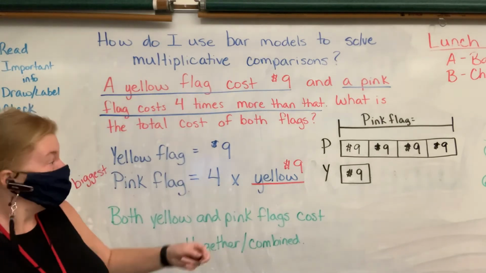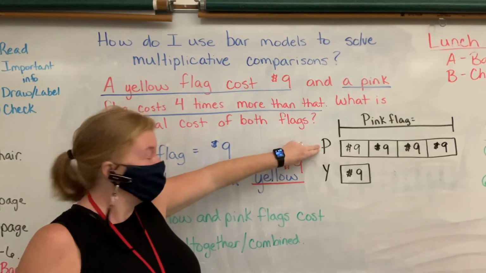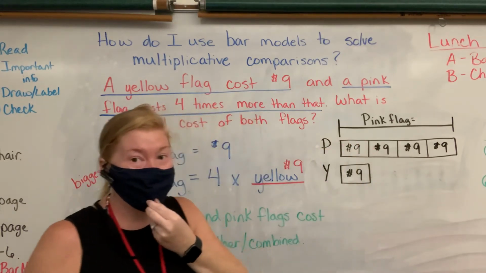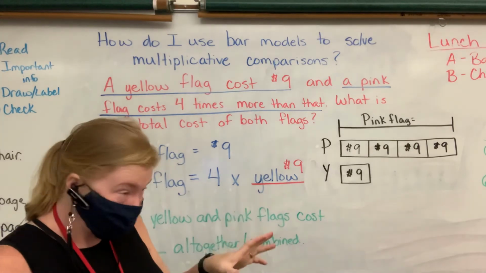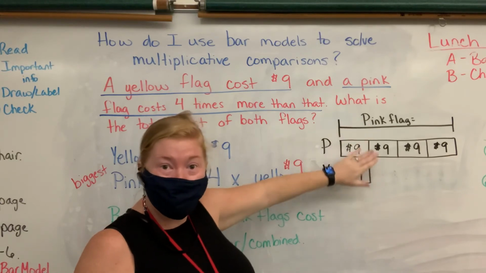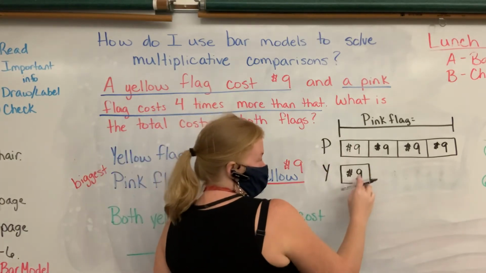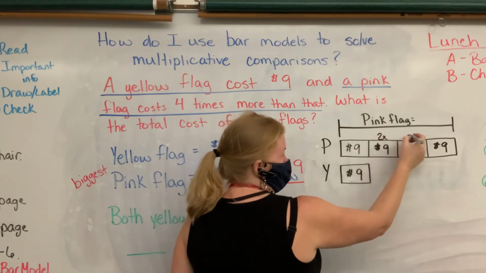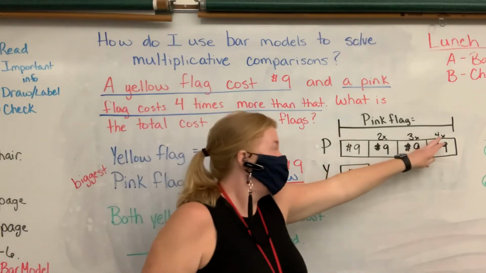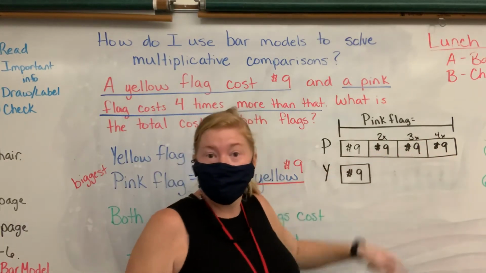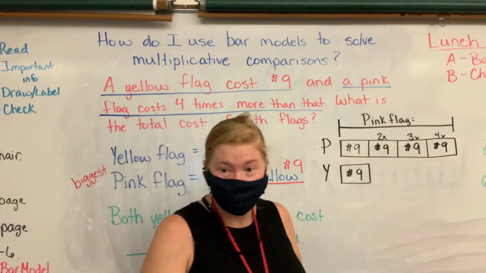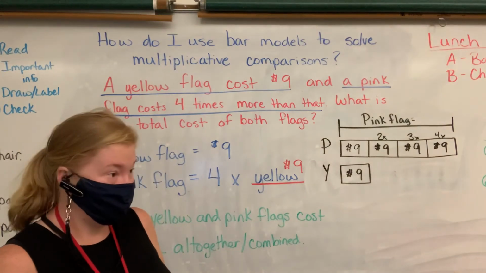So now I know, and I have my bar model to prove it, that the pink flag is 1 times, this is what, so a couple of you guys were making mistakes yesterday in class. Whenever you're making your bar model, 1 times means that they're the same at the same spot. So this is 1 times, then this is 2 times, then this is 3 times, and this is 4 times. Because 4 times whatever this number is going to equal how long the bar is. What is 4 times 9?